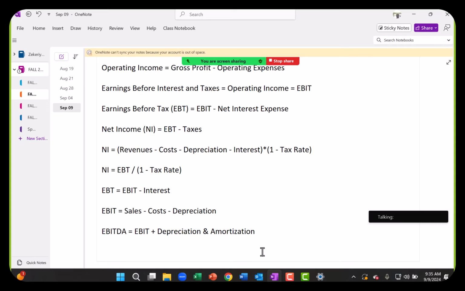We're going to use these concepts quite a bit more when we're doing financial ratios in Chapter 3. For example, sometimes we're going to look at something called cash coverage ratio. It's to what extent your cash income is able to cover your interest expenses. That would be EBITDA divided by your interest expenses.